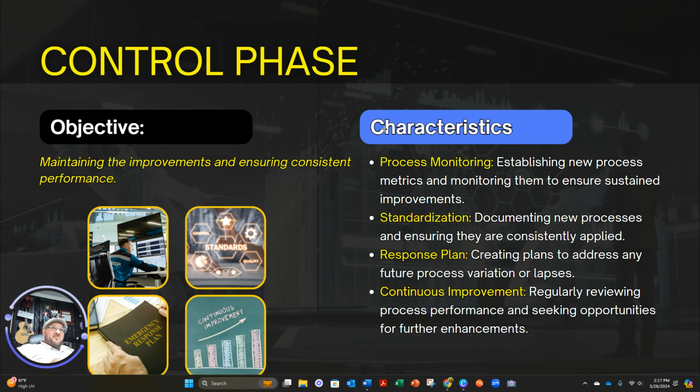During the control phase, this is where we're maintaining the improvements and ensuring consistent performance. Some characteristics of this include process monitoring, standardization or uniformity, and a response plan. If something goes wrong, how are we going to address these variations or lapses in the process? And create a continuous improvement activity out of it, regularly reviewing the process performance and seeking opportunities to further enhance their process.